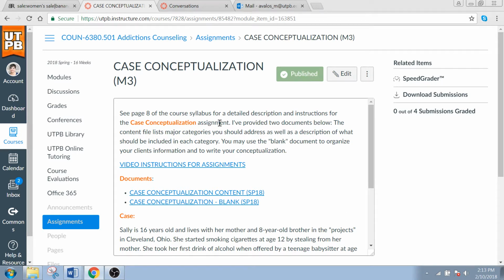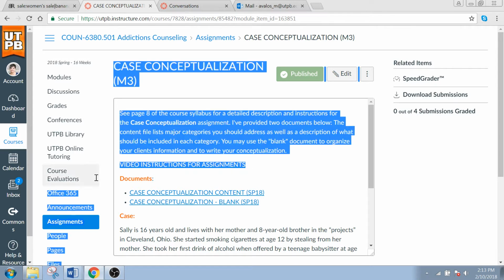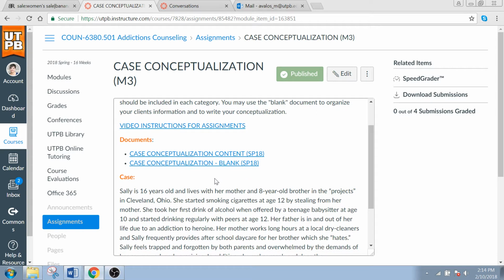So basically, here are the brief instructions of where you need to look in the syllabus. For this case, it's on page 8 in the addictions course, to talk specifically about what you really need in the assignment. In this section where I'm talking about the video instructions, this is what I'm doing right now. I'm going to put this link, and it'll go to your video instructions folder in the main home page of the modules at the top, and you can always go back and look at it again. So I've given you two different documents.